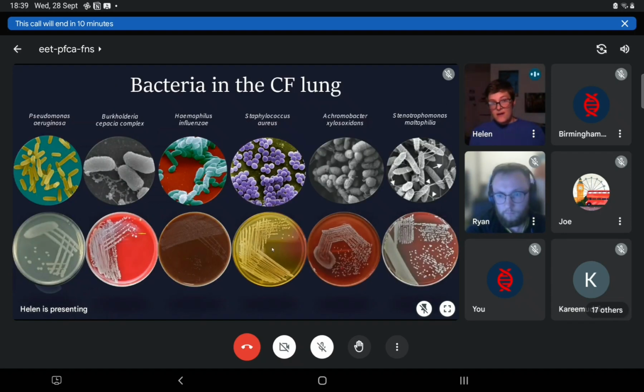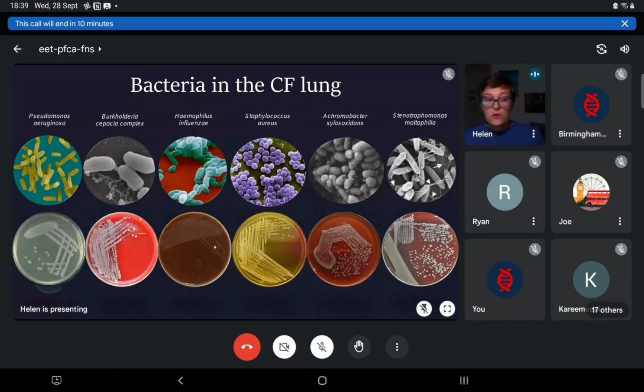So these are some of the main players when it comes to bacteria in the CF lung. These are the big six that we tend to look for in the clinic and in the hospital. Patients will go in every couple of months, provide a sample, and we'll streak all of this out on an agar plate, which you can see all along the bottom here. And then we'll try and figure out who is who.